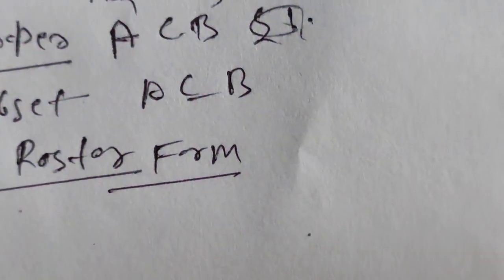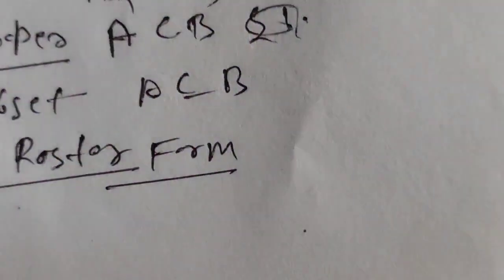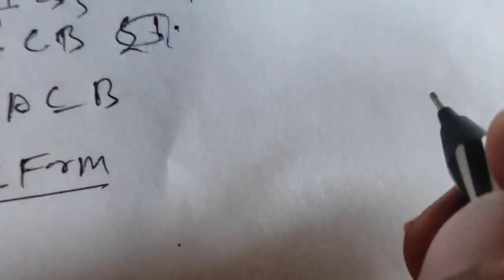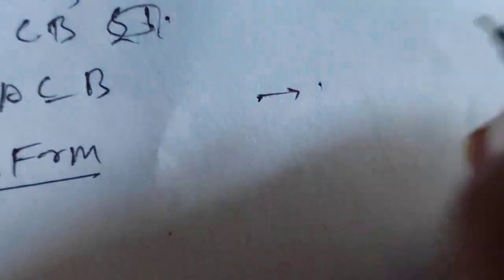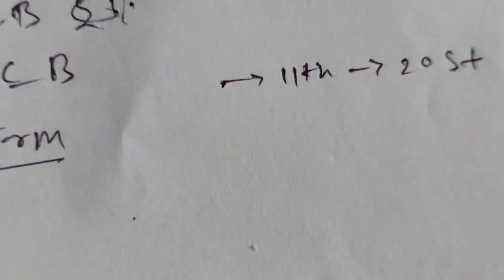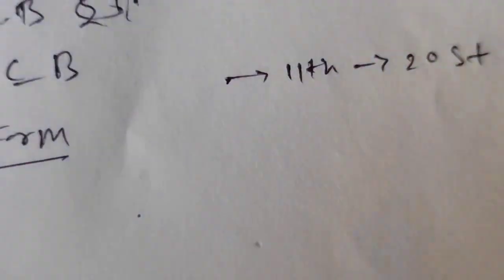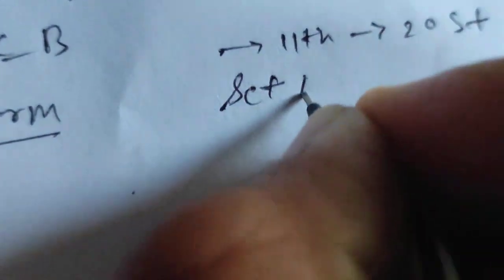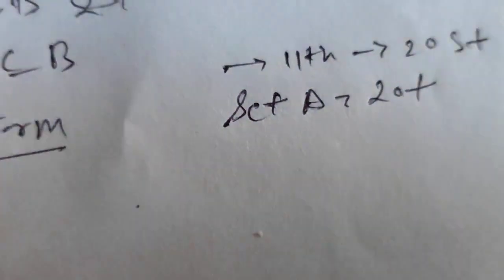Let's understand it with a real-life example. Say you are currently in 11th grade. You are all 11th grade students. Say you have 20 students in your 11th grade. Now if you count them all, this is the whole set, so simply say set A has 20 students, and all 20 students are in class 11th.